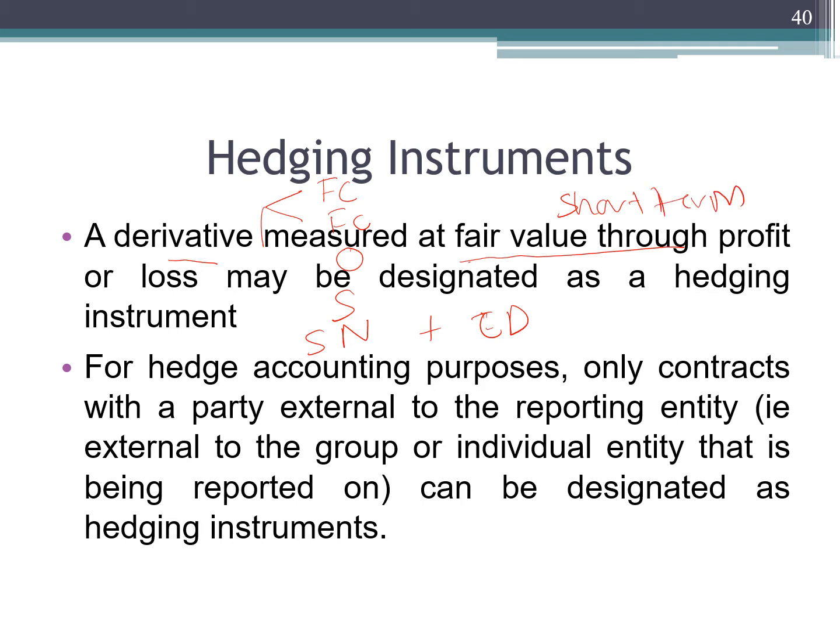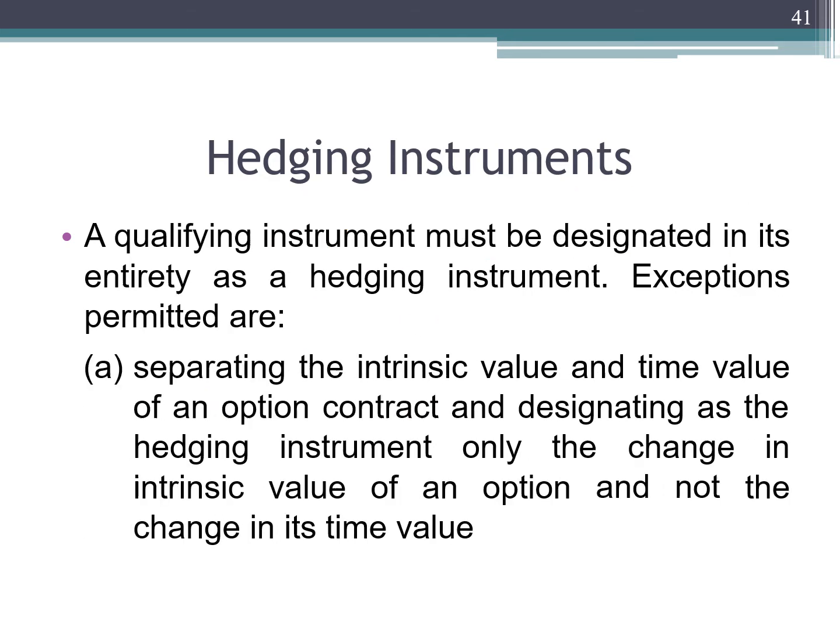Okay, and then for hedging accounting purposes, only a contract with a party external to the reporting entity can be designated as a hedging instrument. So the contract here should be with an external party, only with an external party. You cannot have this with internal parties. Okay, a qualifying instrument must be designated in its entirety as a hedging instrument, except for some exceptions, but most of the time we are using the entire hedging instrument.